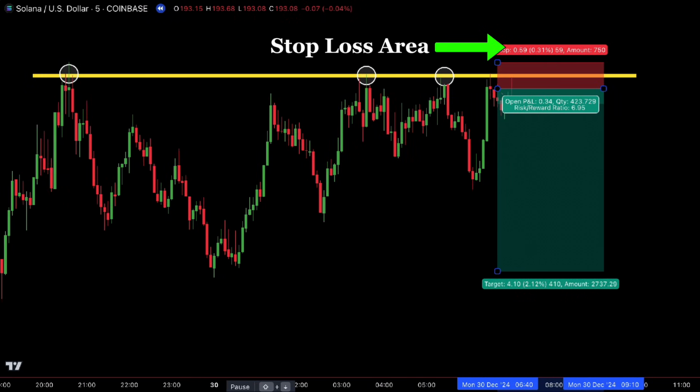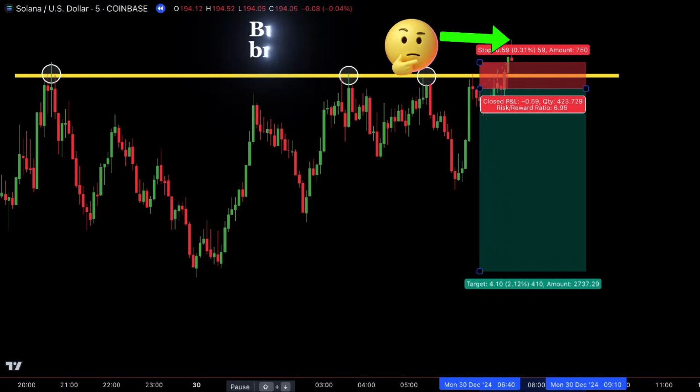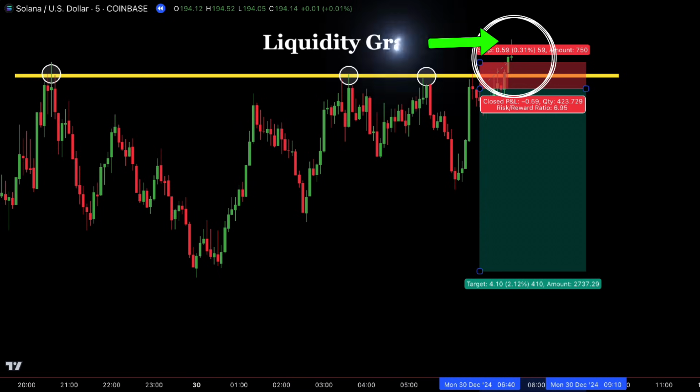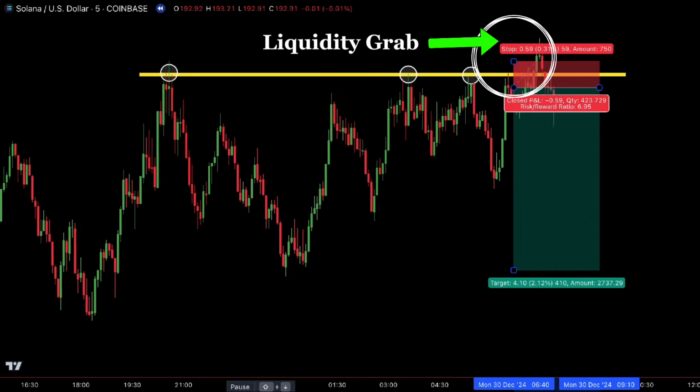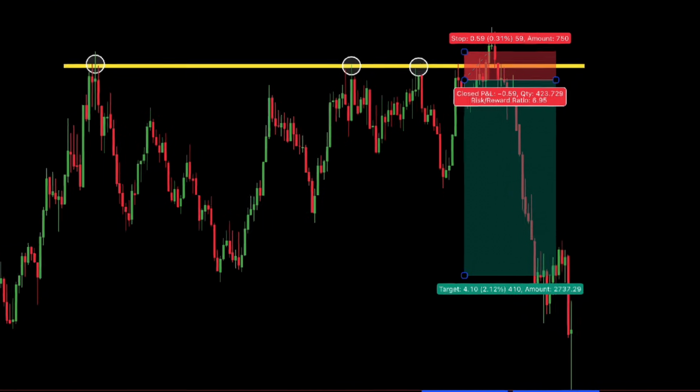The price suddenly spikes above the resistance, triggering your stop loss. You think it's a bullish breakout and might even flip your trade to go long. But this isn't a real breakout, it's a fake move designed to collect liquidity. Once the stop losses are swept, the price reverses sharply and drops, moving in the direction you originally expected, but you're no longer in the trade.